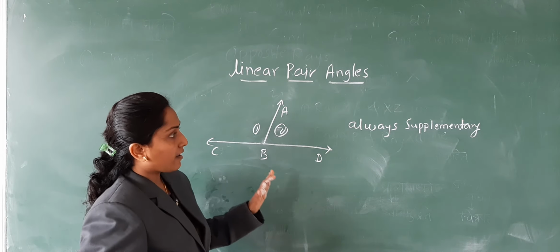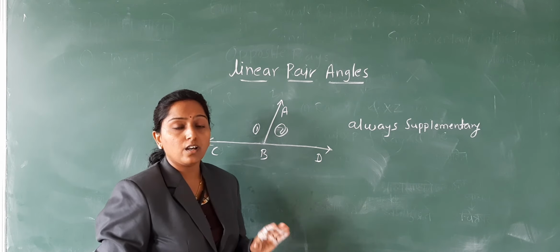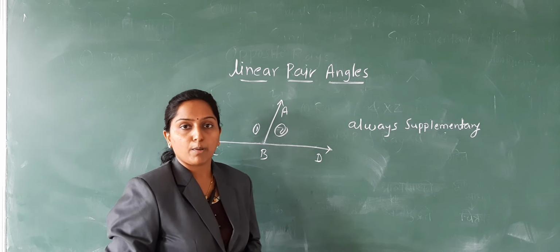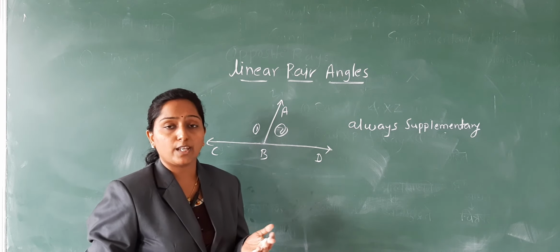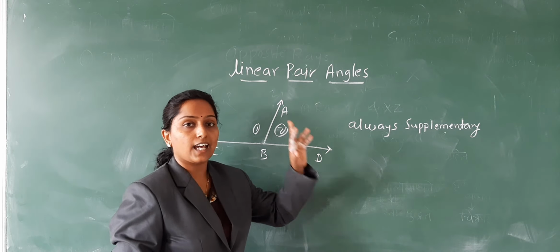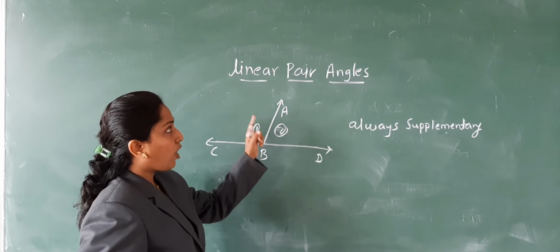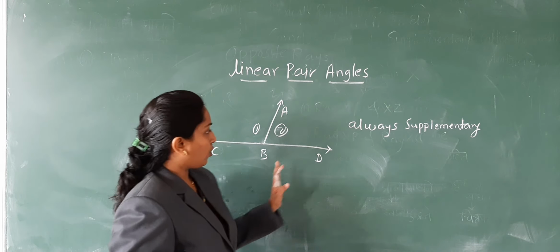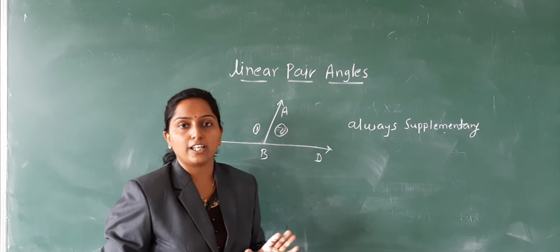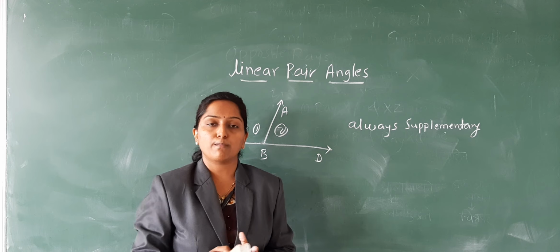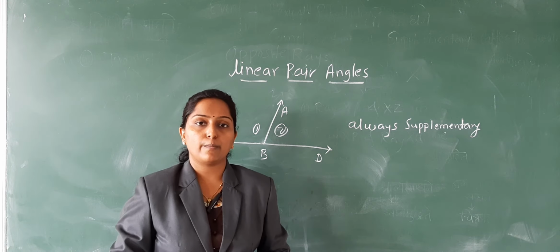All linear pair angles are supplementary, but all supplementary angles are not in a linear pair, because supplementary angles sometimes may not be adjacent. So this is all about linear pair angles and opposite rays, and we have also checked some conditions about complementary angles and supplementary angles.